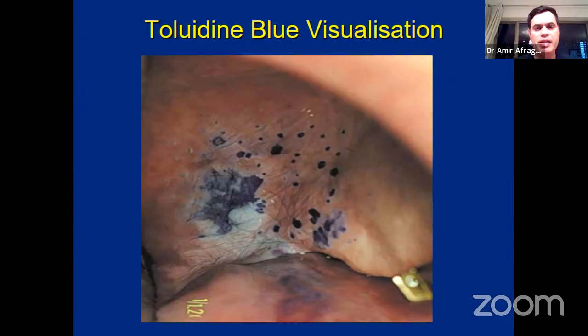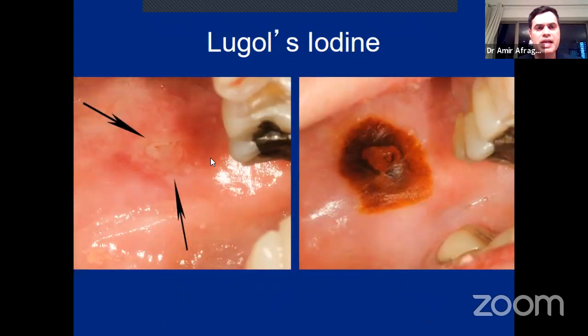However, it could be an ideal dye to select areas where you would like to do a brush biopsy or even a surgical biopsy. It will highlight those problematic areas. This is that buccal mucosal cancer, the lesion of low level of concern that I just discussed.